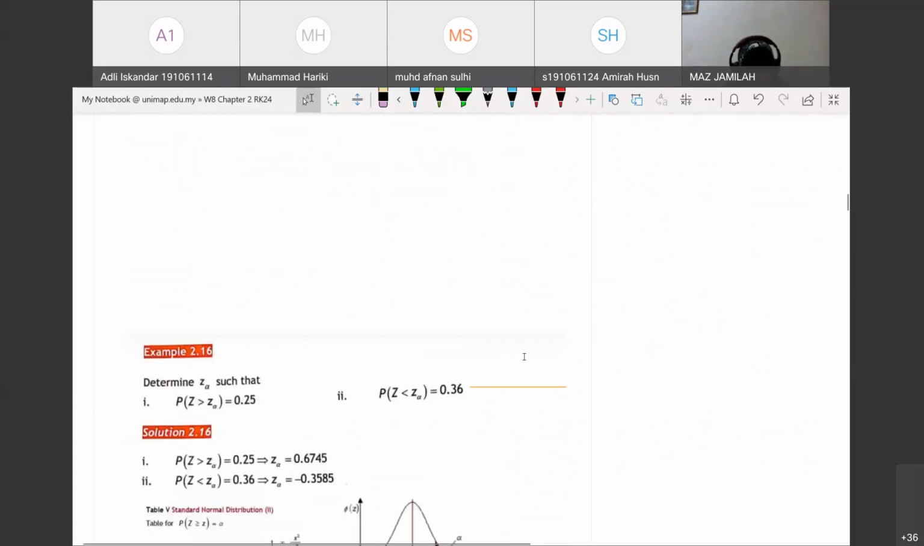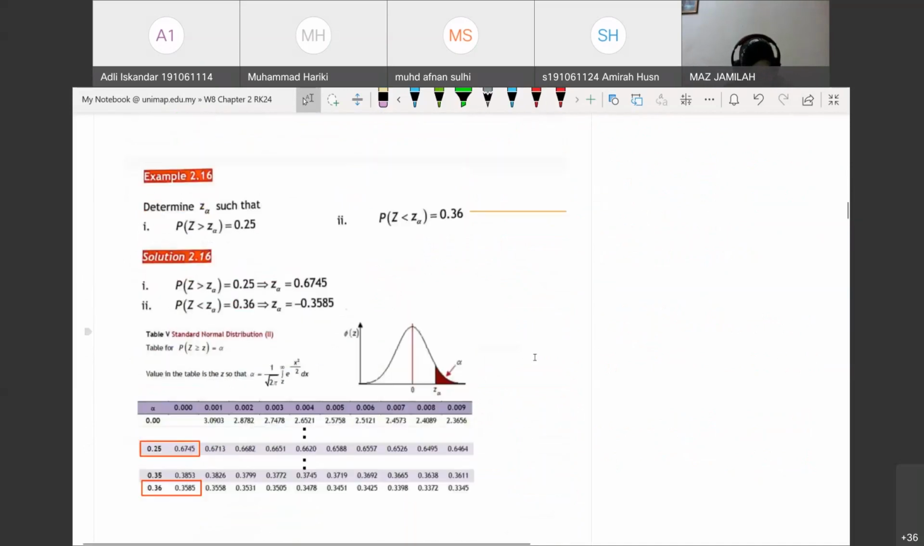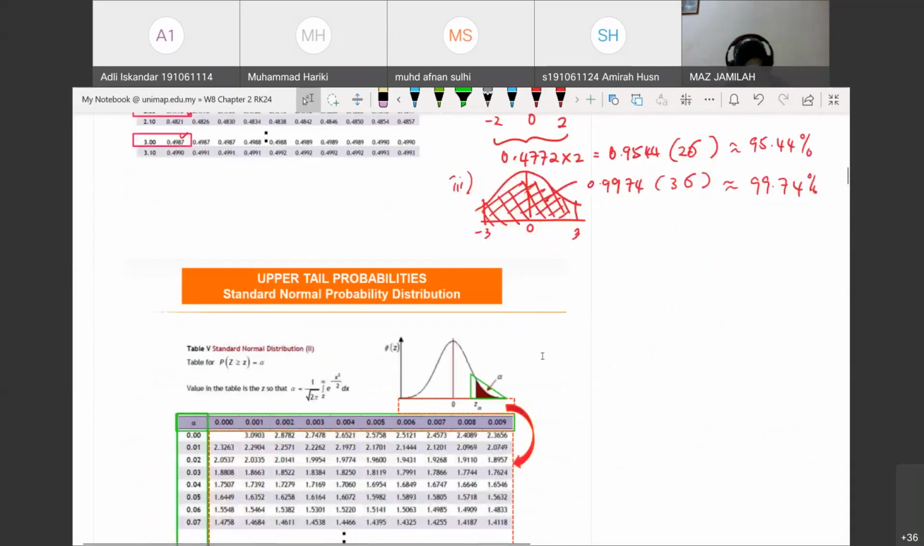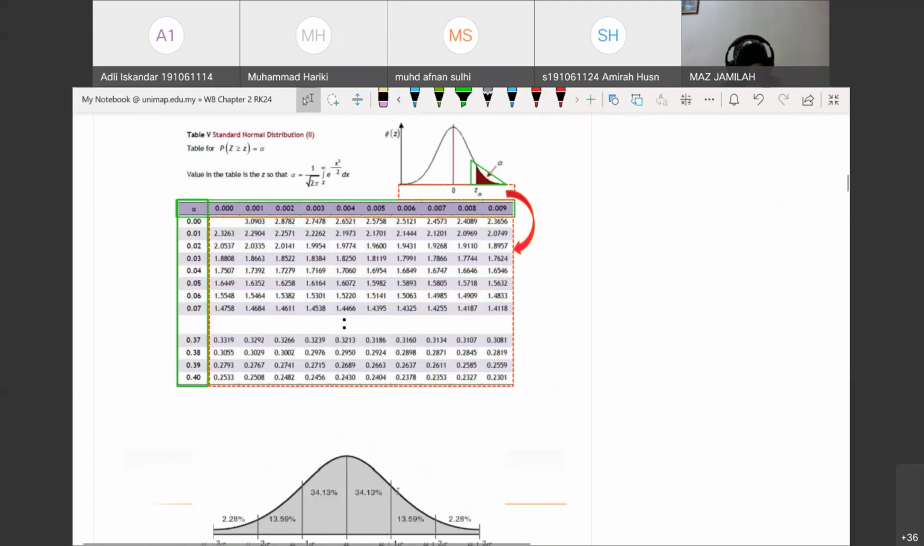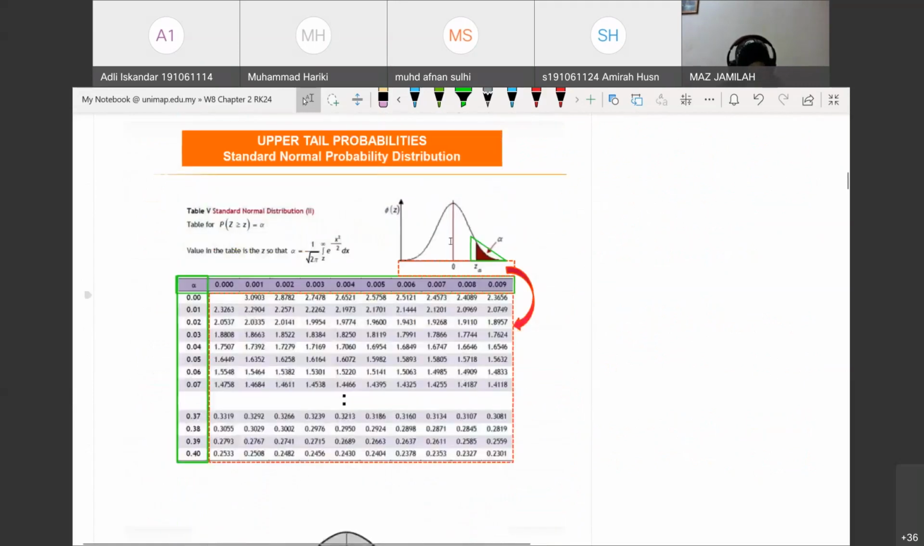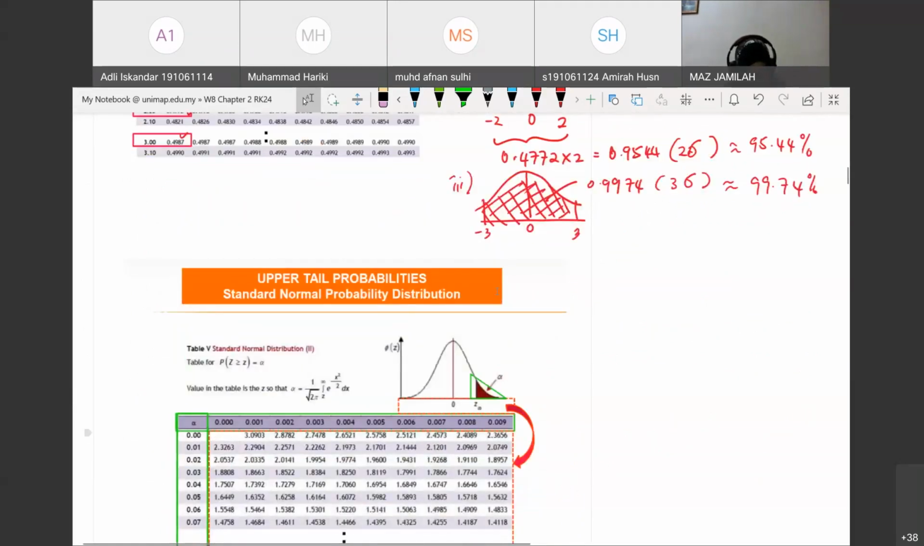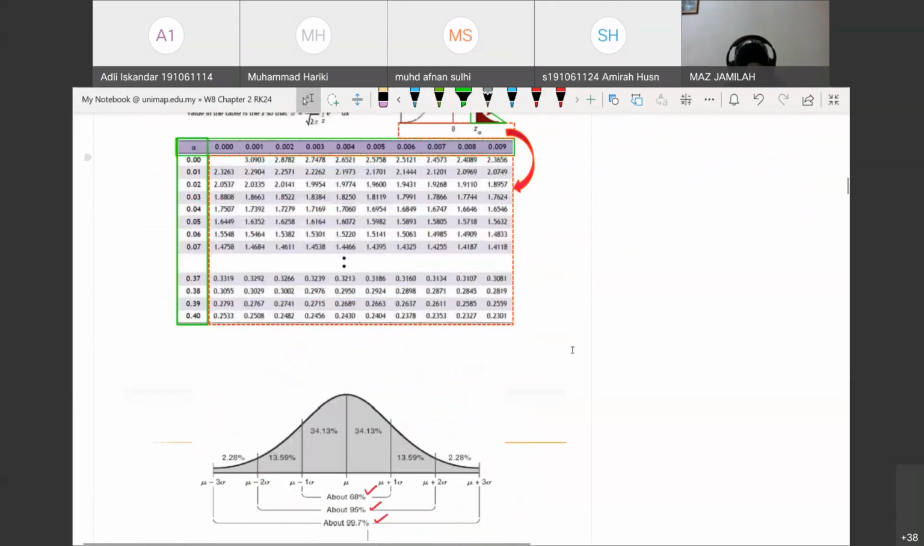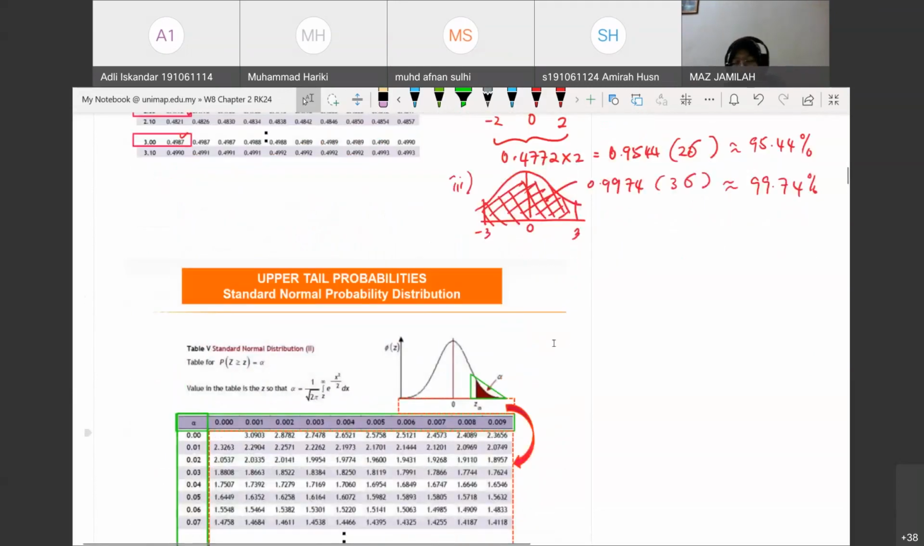Now what if we have this one? This supposed to be before this one, but I mistakenly put the figure. So let us look at how we can find the probability value if it involves the area at the upper tail.